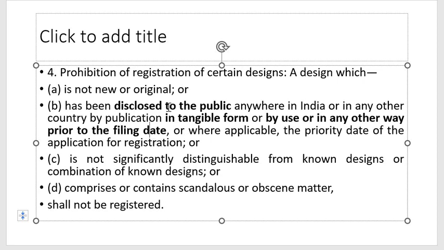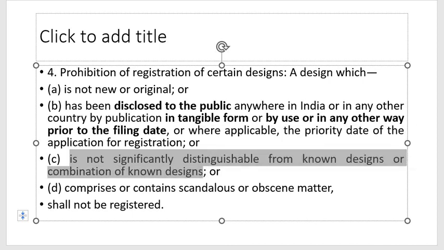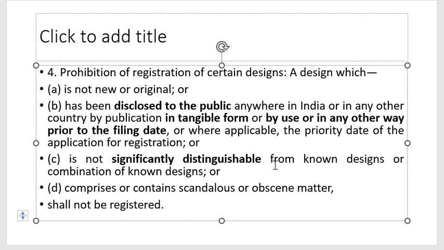So disclosed to the public. Now you need to differentiate it from the old design but new application. If the application is new, that's a different thing. But if the design which you want to apply to an article is disclosed to the public, then it will not get protection, because that design is already available in the market. But application on another article is a different thing. Then, a design which is not significantly distinguishable from a known design or combination of known designs shall not be registered. Now, significant difference from existing designs.